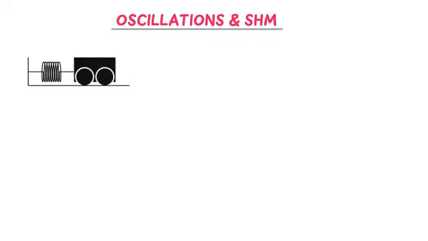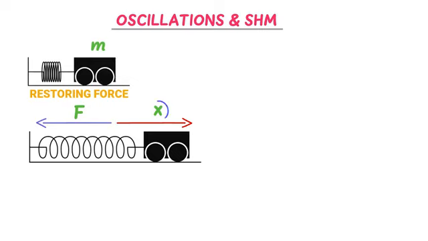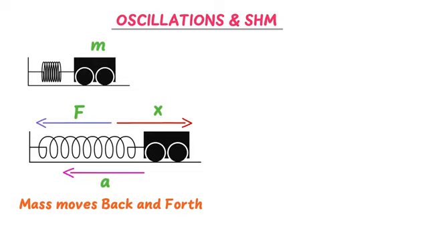Let's consider a mass m attached to an elastic spring. Now I displace this mass m from its mean position. Let the displacement of the mass from its mean position be x. Due to displacement x, restoring force F is produced in the elastic spring. This restoring force produces acceleration in the mass. As a result, the mass moves back and forth about its mean position.